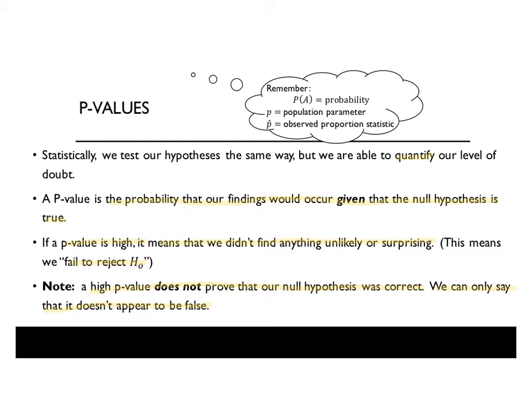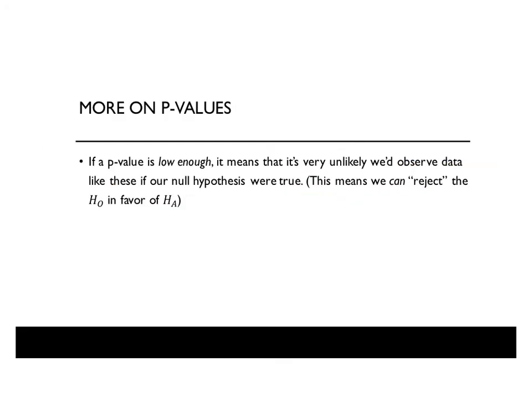Also, other critical things: if I see p of A, remember that's equal to a probability. An italicized lowercase p is a population parameter, and the p hat is what is observed in the sample. If a p-value is low enough, meaning it's less than our alpha, it's very unlikely we'd observe data like these if our null hypothesis was true, and this means that we can reject the null in favor of the alternative.